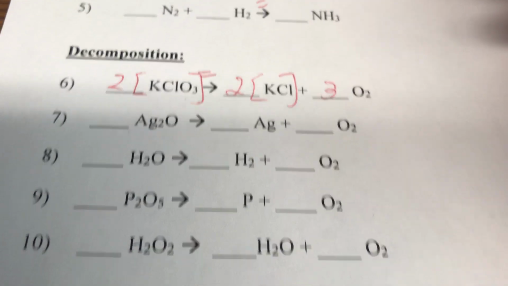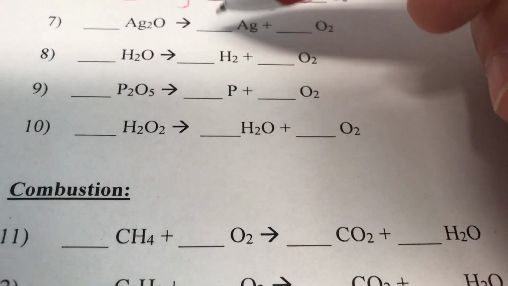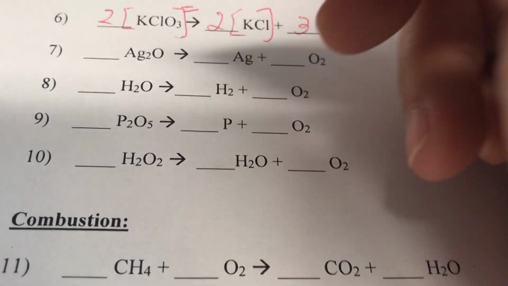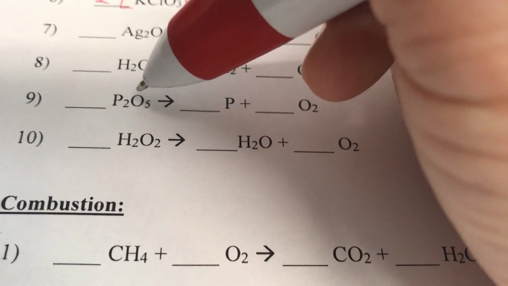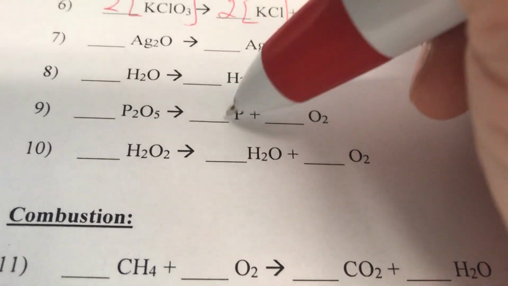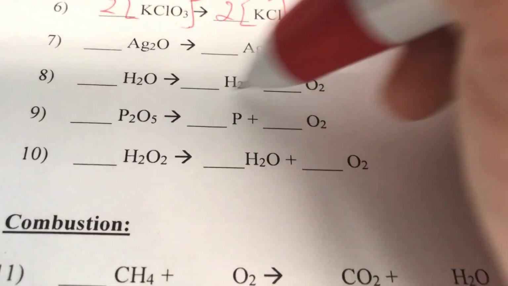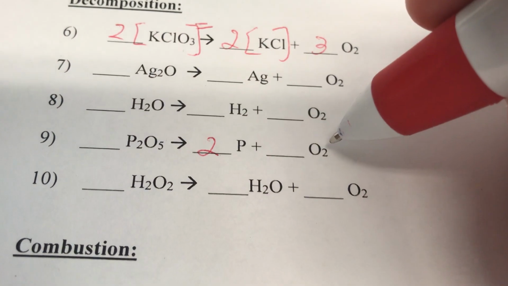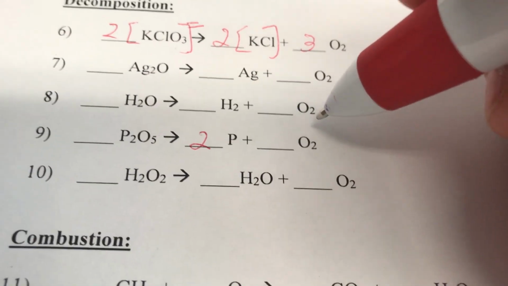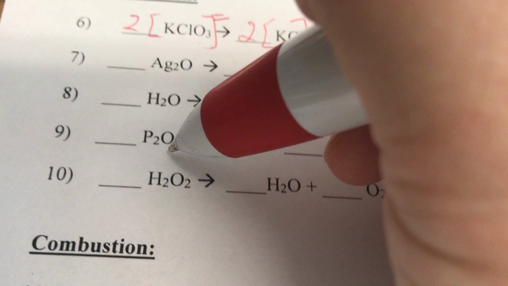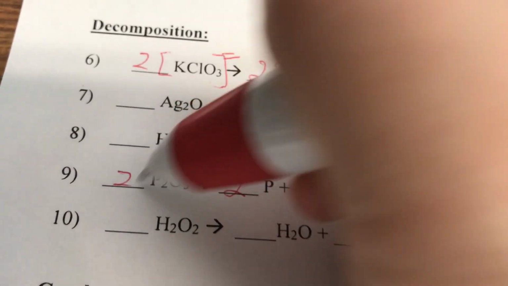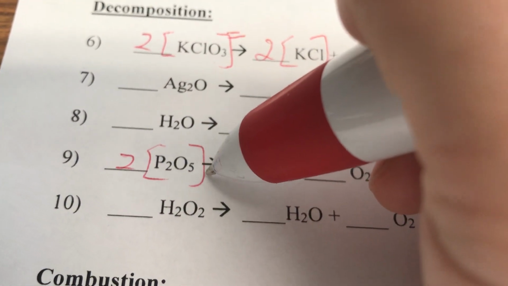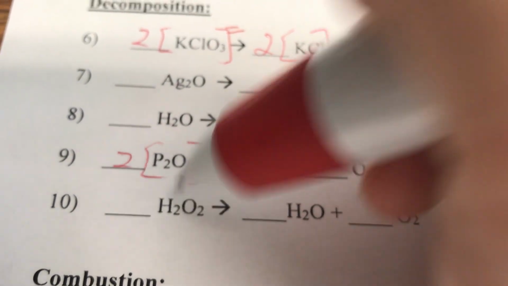Now this is happy. I'm going to do one more, number 9. P2O5, P and O2. You can either look up P or O, it doesn't really matter. Let's say I'm looking at P. P is not happy because P is 2 here and 1 here. So I'm going to put 2 in front to make the P happy. Now P is happy. Oxygen is 5 here and 2 here. 5 and 2 are prime numbers, so we multiply them to get 10. I have to make this 10, so I put 2 in front to make the oxygen 10. 2 times 5 is 10. So oxygen is happy.